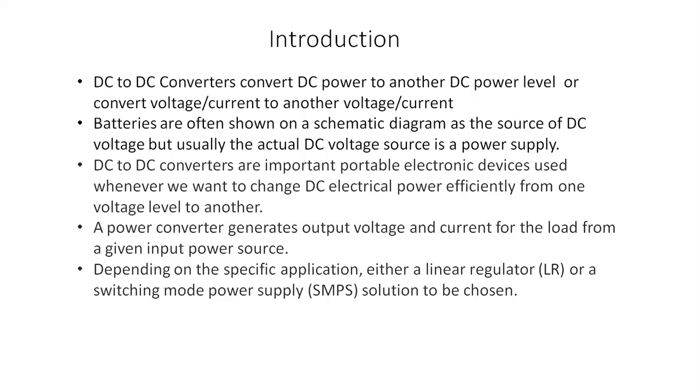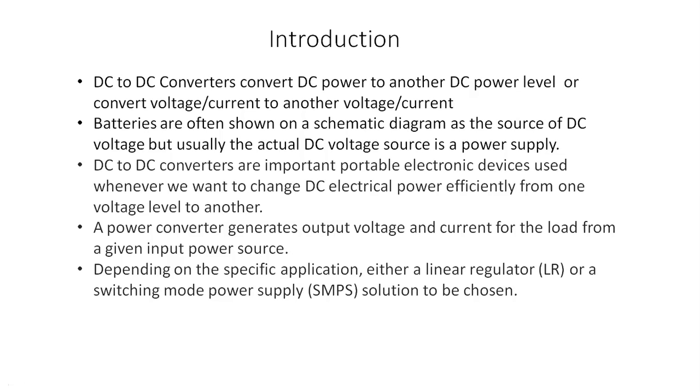It means what? Here we can increase the value of DC voltage or we can decrease the value of DC voltage or current. It means DC power. So we can say a power converter will generate the output voltage and current for the load from a given input source, and that value will be increasing or decreasing with respect to the input DC voltage or current.